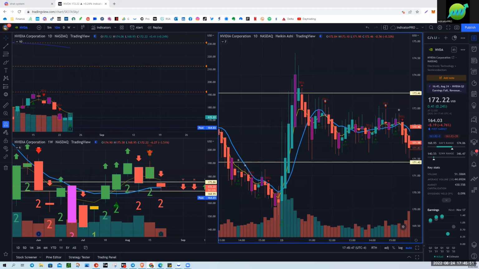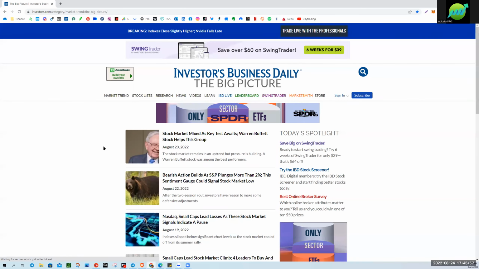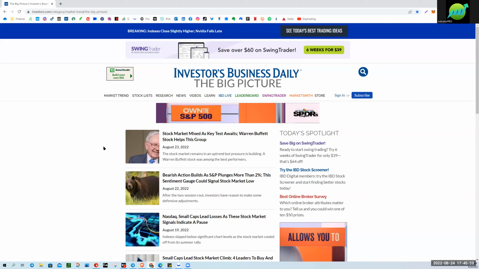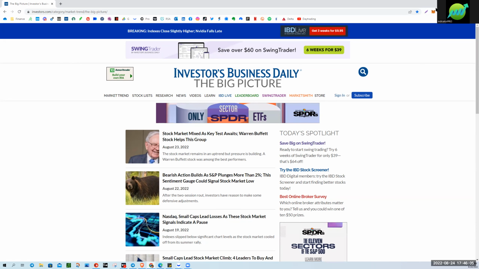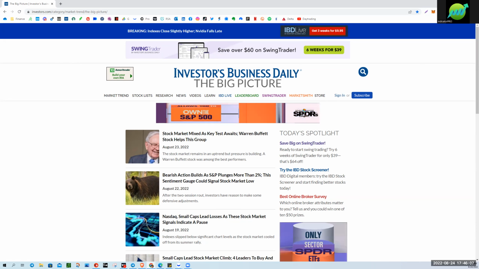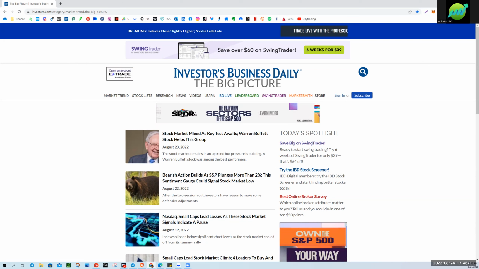So IBD is one of them that I will use. This will give me a good idea as to which sectors are showing strength. You can also go to Webull, and Webull, as a matter of fact, has different sections where it gives you different sectors and how they're performing pre-market. This is one of them that I use.